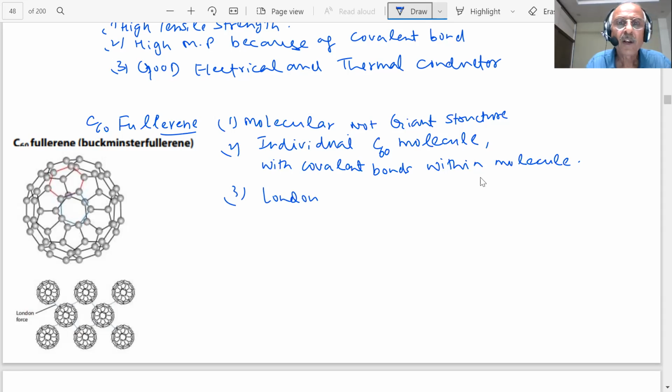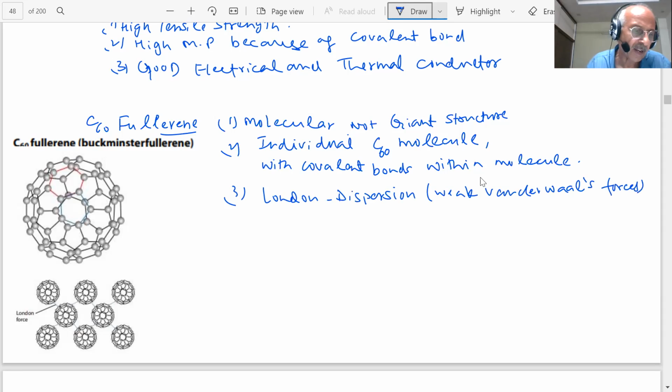Between the molecules there are London dispersion forces. What are those forces? Van der Waals forces, weak van der Waals forces, between the molecules. Note down this very important point, students.